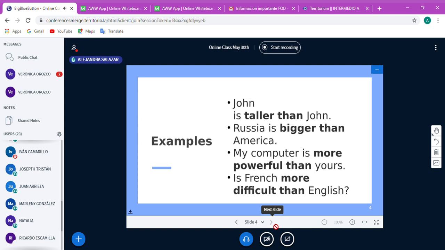And we have some examples. For example, John is taller than Daniel. Russia is bigger than America. My computer is more powerful than yours. Is French more difficult than English? Okay, so here I'm comparing John and Daniel, Russia with America, my computer with her computer, and French with English.